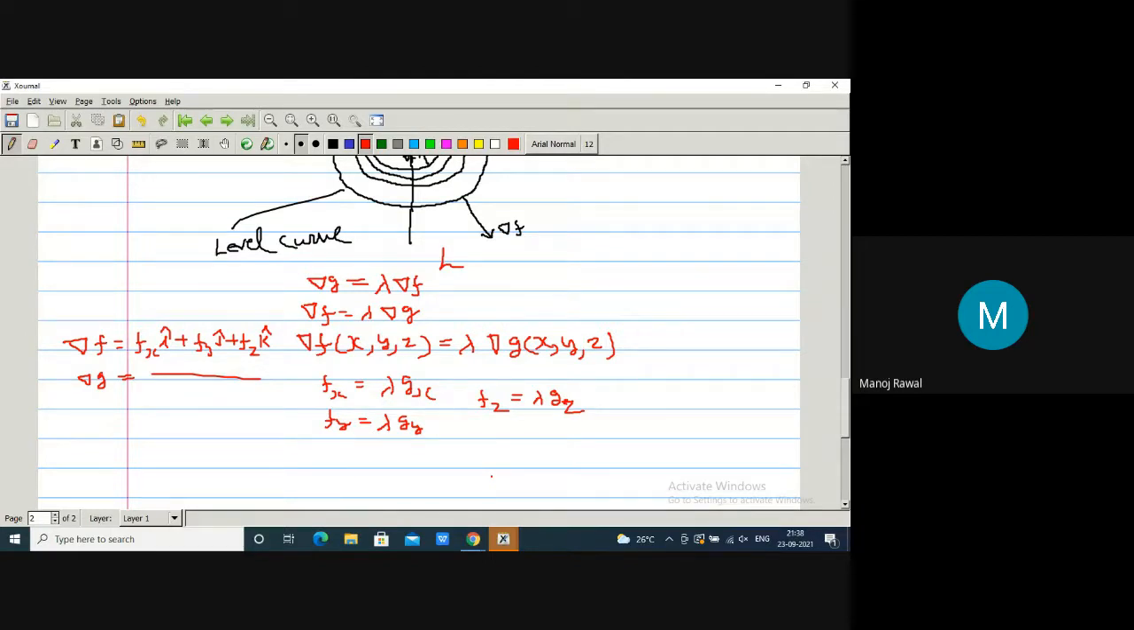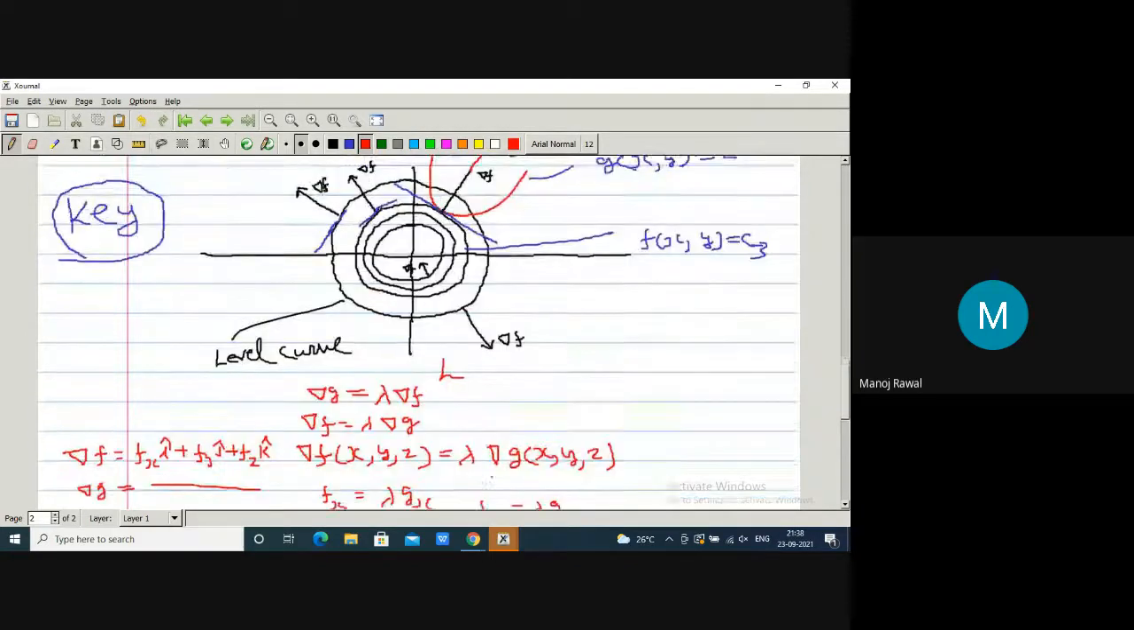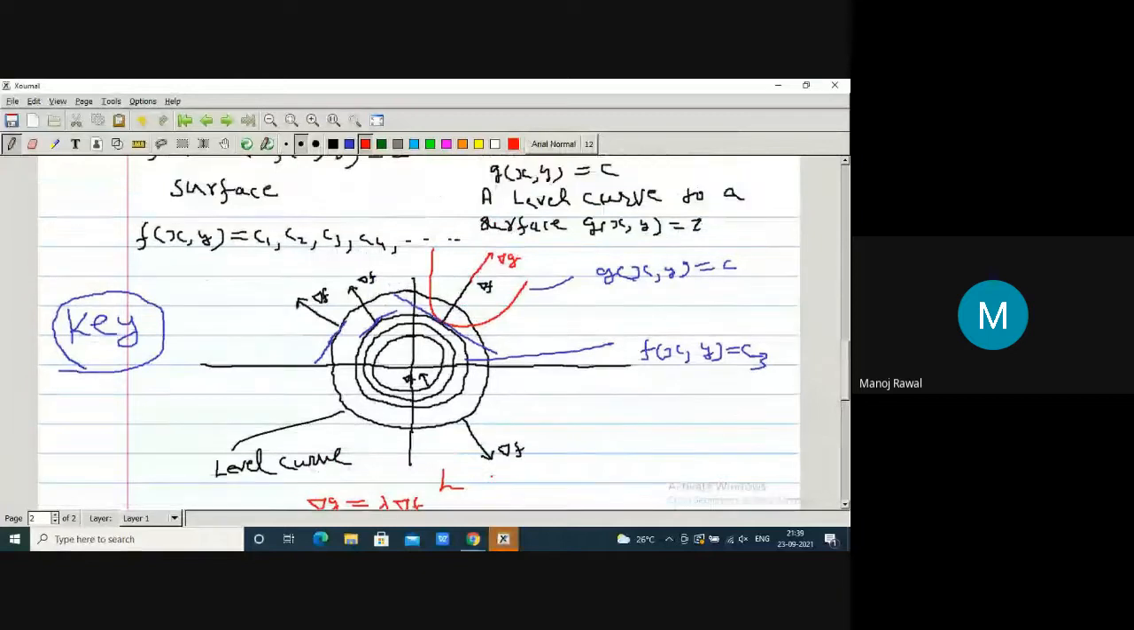That's all. Is that fine, students? Have you understood this geometrical explanation? Please write down in your chat box. Let me see how many of you have understood this geometrical interpretation.